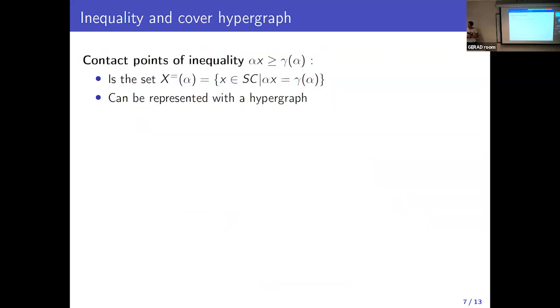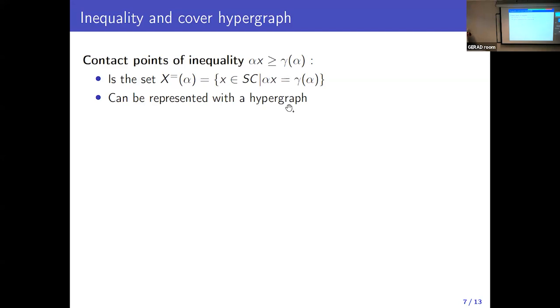Because a facet is just a valid inequality that touches the polyhedron in many points, we are going to be interested in the set of contact points of the inequality with the polyhedron. I'm going to denote this set just x equal alpha, because it's the set of binary vectors that represent a cover, so a valid solution, and that are on the hyperplane of the inequality, so they satisfy the inequality to equality.